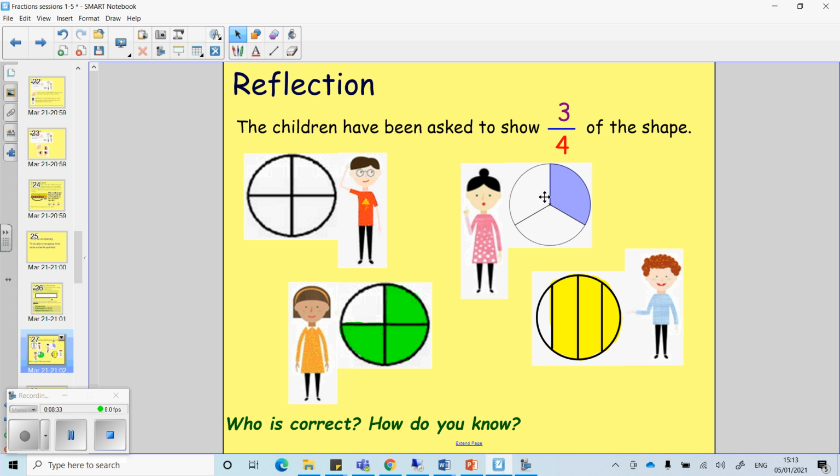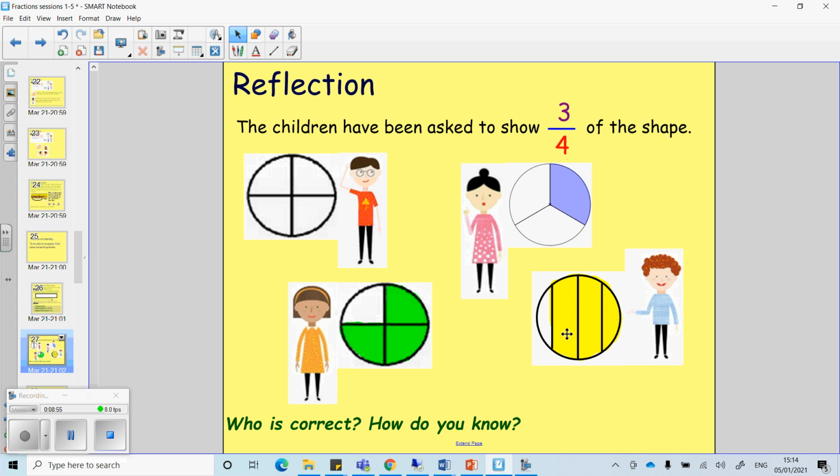Over here, our blue circle, it shows 3 pieces, and one of them is shaded in. So this shows me 1 part out of 1, 2, 3 equal parts. 1 out of 3.